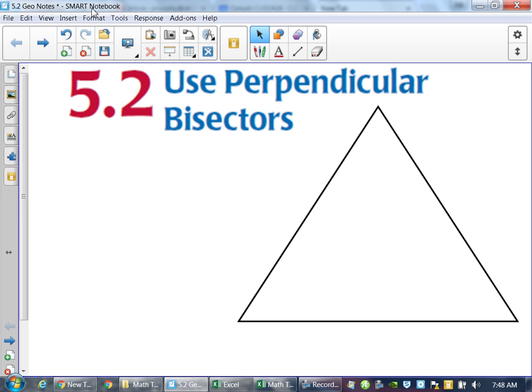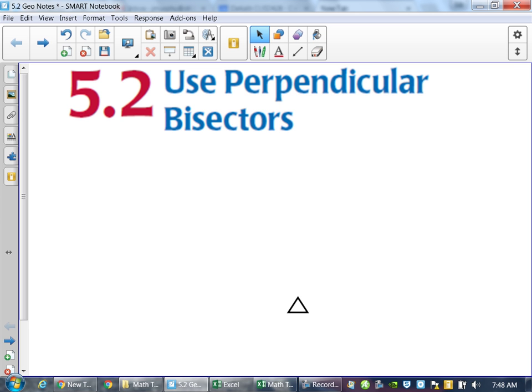Actually, I never did a progression about perpendicular bisector. I don't want you to think about it like that because we're not doing proofs with this. But what I want you to think of is, what does a perpendicular bisector do? What does a perpendicular bisector do? It bisects what?